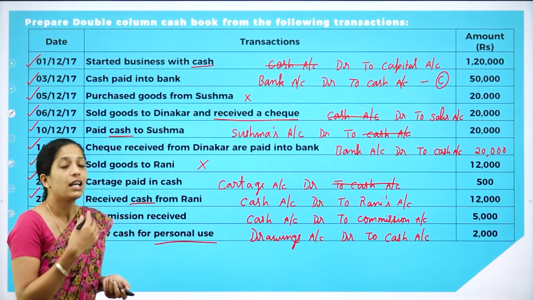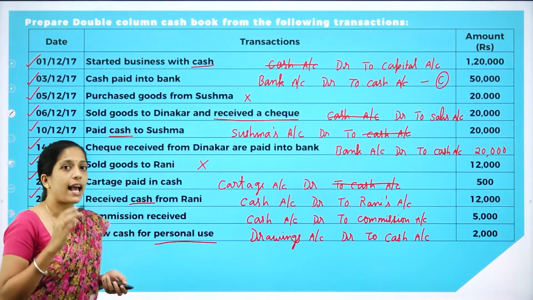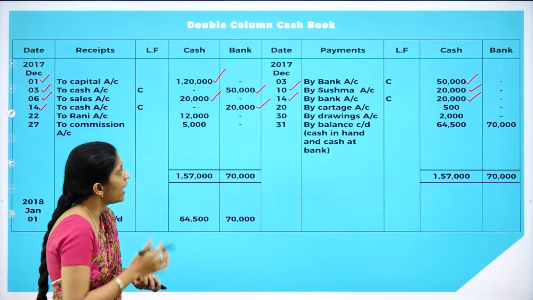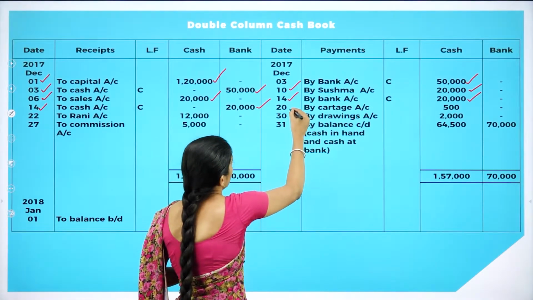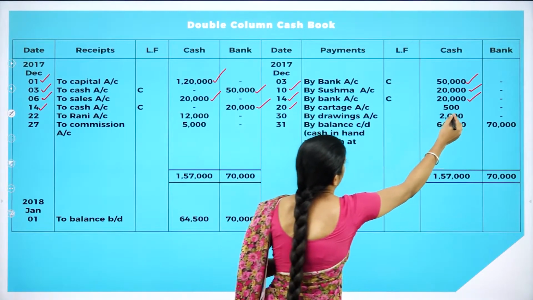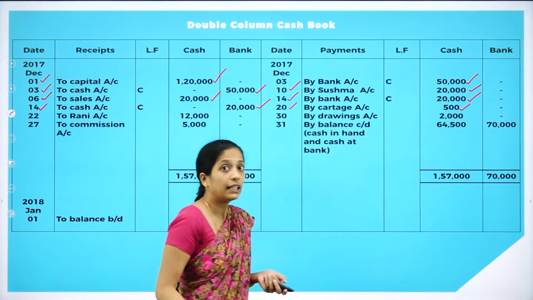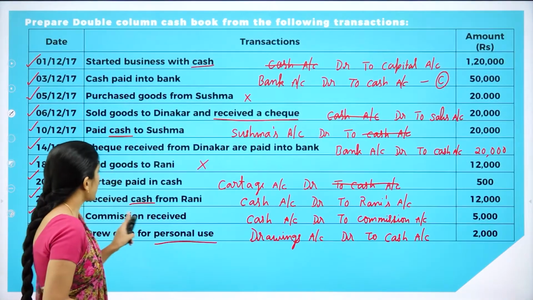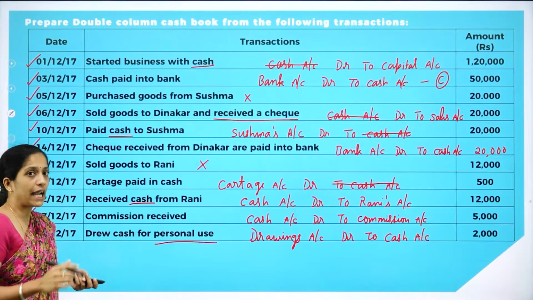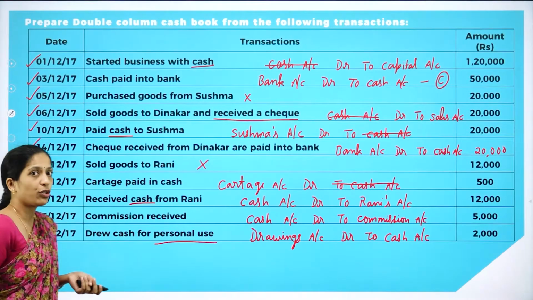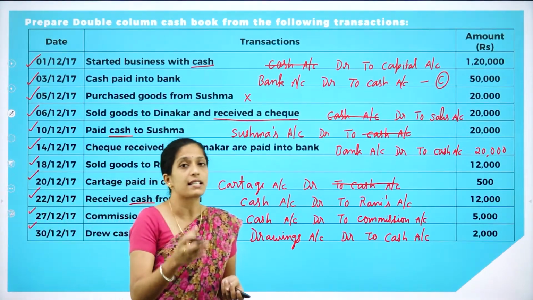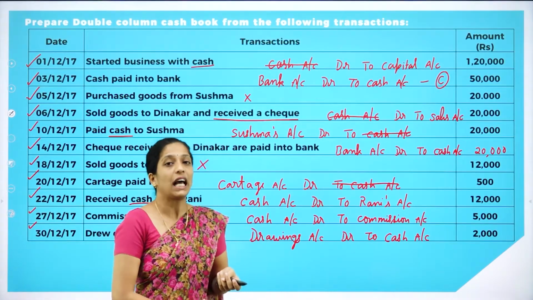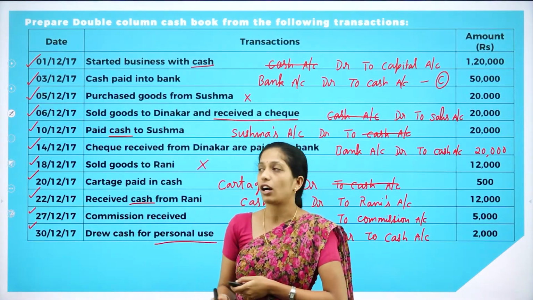So how do you record? In your payment side, you will record as by cartage account, and you will write the amount in the cash column. That is date, by cartage account, and you will write the amount in the cash column. Next is received cash from Rani. That is 22/12/2017. So it is a receipt. So you are going to record in the receipt side of your double column cash book.